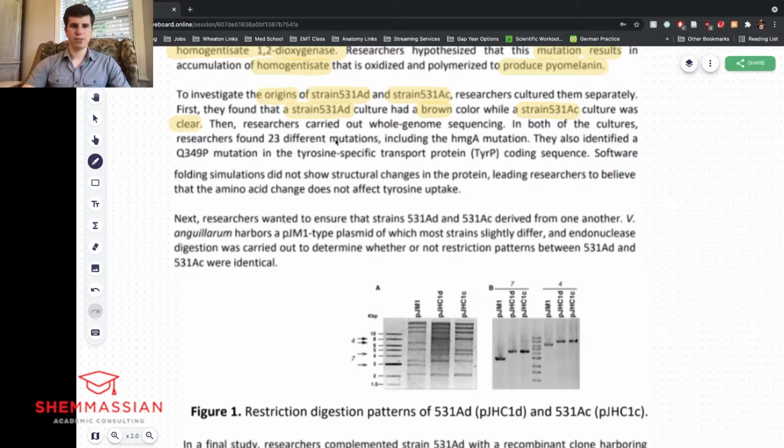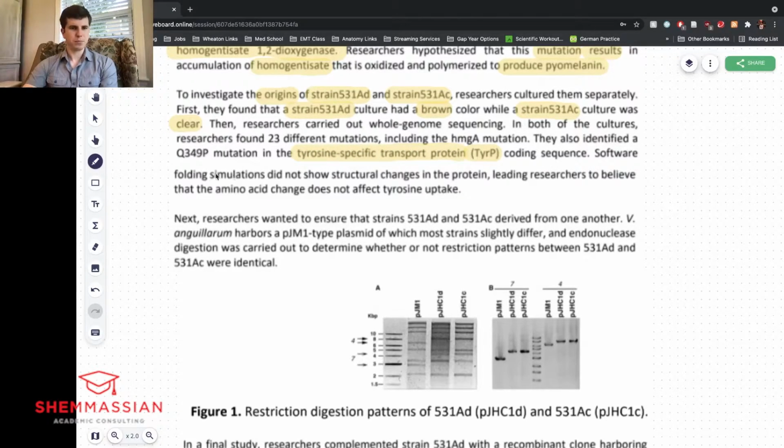Then researchers carried out whole genome sequencing. Okay, good for them. In both of the cultures, researchers found 23 different mutations, including the HMGA mutation. They also identified a Q349P mutation in the tyrosine-specific transport protein coding sequence. I don't remember any questions on this, but it might be involved in the answer choices, so I'll highlight this just to know we're talking about it. And I'm also going to highlight what that is.